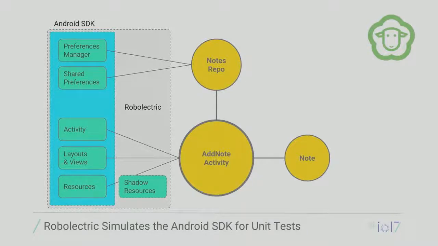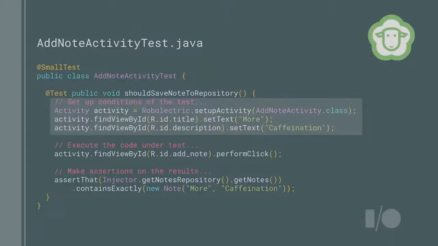So remember that test that we just saw that had like 20 lines of mock setup code? Let's see how that looks in Robolectric. So that's a lot less. We've gotten rid of all the boilerplate. The test is about half the size and much more concise.